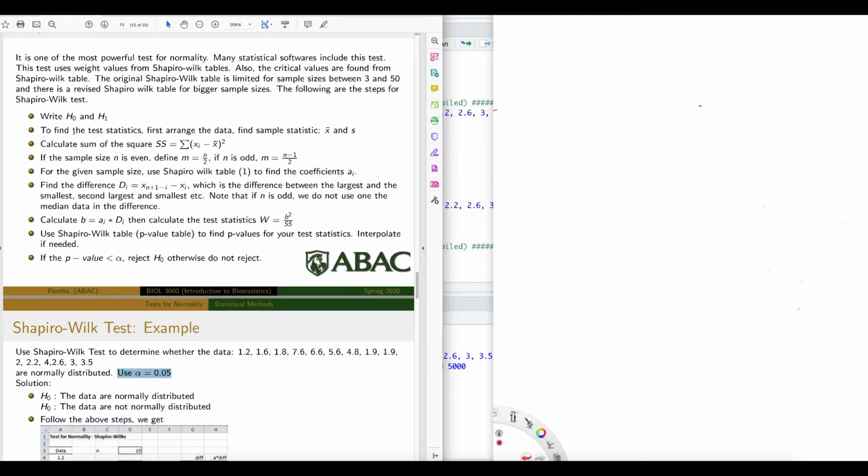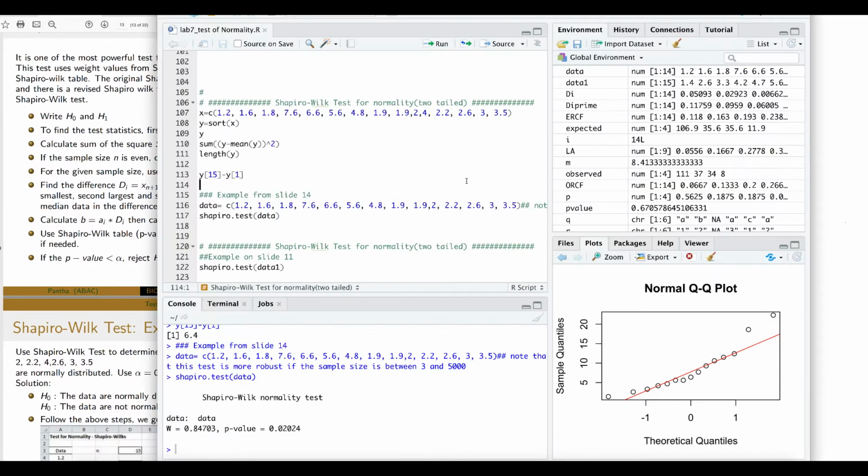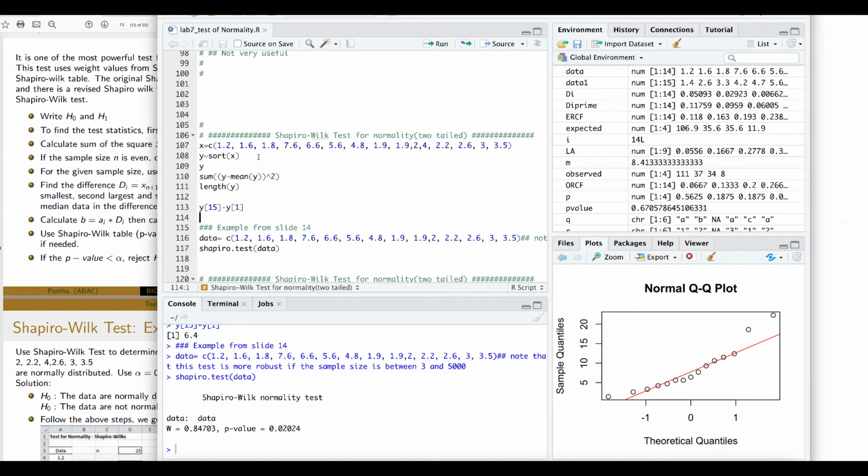So the first step you do is write H0 and H1. H0 is the data are normally distributed, and H1 is the data are not normally distributed. Okay, that is H0 and H1. Then what you do is find the test statistic. First you need to arrange the data and find X bar and S. So this is my data.